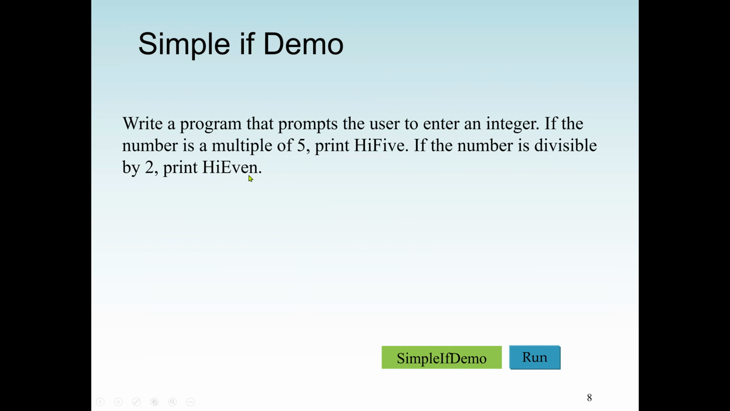So what we mean is that if I enter 10, 15, 20, then we're going to print hi 5 because the number is divisible by 5. Now, if I enter any even number, 2, 4, 6, 8, then we're going to print hi even. So let's see how this code works.